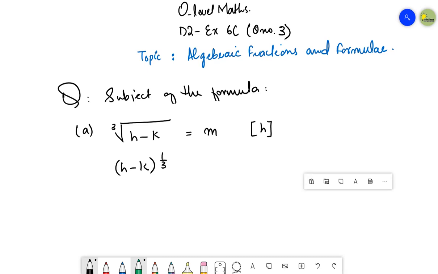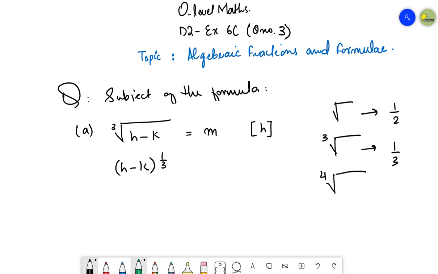Why? Because I know that a square root has a power of 1 upon 2. And if I have any other value present on the root, then you have to change the denominator according to that value. That is 1 upon 3, the cube root. And if the value 4 is present over here, then instead of root, you can write it as 1 over 4. So the denominator will be changed according to the value present over here. So I can write h minus k to the power 1 upon 3. Now it is equal to m.